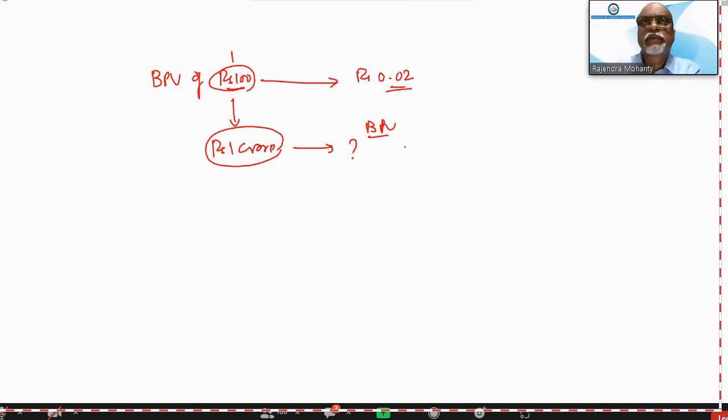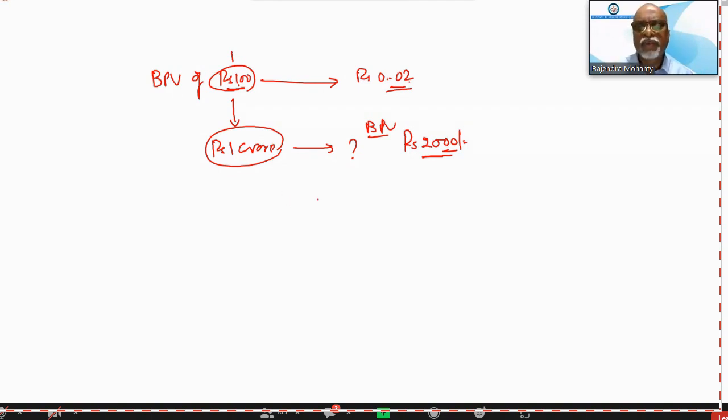2000. So the answer is 2000, because for 100 rupees it is 0.02. So calculate for 1 crore: 0.02 divided by 100 multiplied by 1 crore. So it will give 2000, not 20,000. So we can say that the BPV of this bond is 2000 rupees for 1 crore of investment, or 1 crore of portfolio value, or 1 crore of face value, whatever.